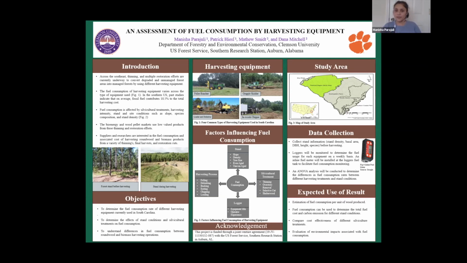As a method of data collection, we will collect the data of the stand, like stand density, basal area, height, and reviews. Here is the picture of the inline fuel meter, which will be installed at the logger's fuel tank, so that we can calculate the total amount of fuel consumed by each harvesting equipment.